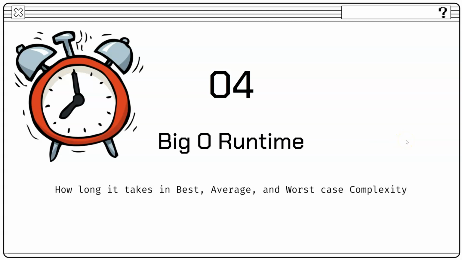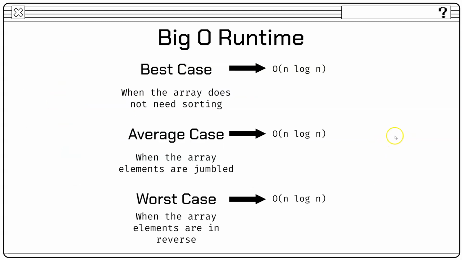Let's look at the big O runtimes for the best, average, and worst case complexity. So the best case complexity is when the array does not need to be sorted, as it's already sorted. So in this case, big O runtime for best case complexity is big O of n times log n.